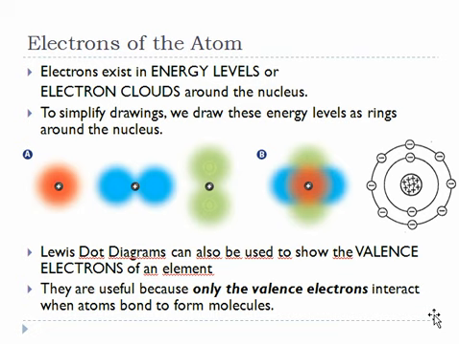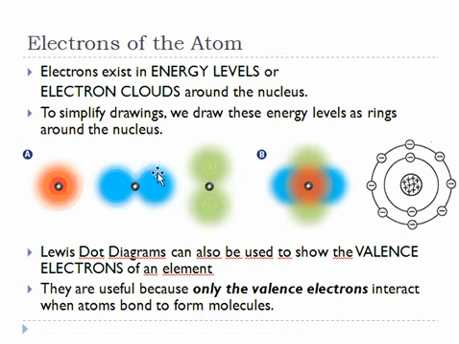We know now that electrons exist in energy levels, or electron clouds, around the nucleus. So it's not like planets orbiting the sun, with electrons going around and around in circles. They're actually in a three-dimensional cloud and don't necessarily travel in a circle. They travel a lot more randomly. To simplify the drawings, we do draw these energy levels as rings around the nucleus, but if you look over here, these are actual electron clouds. This red cloud here is basically an area where we might find an electron.